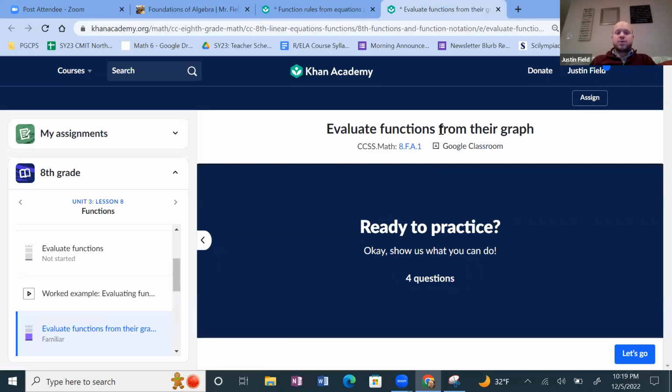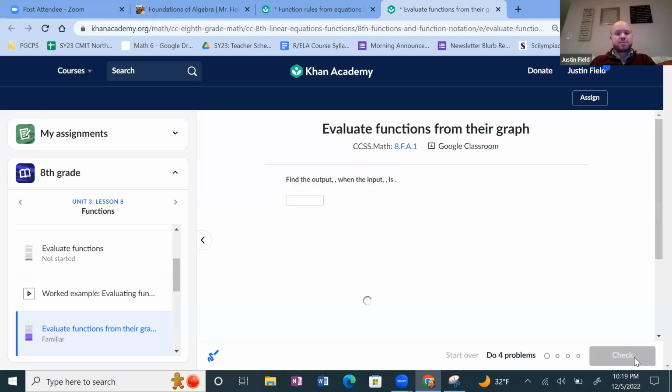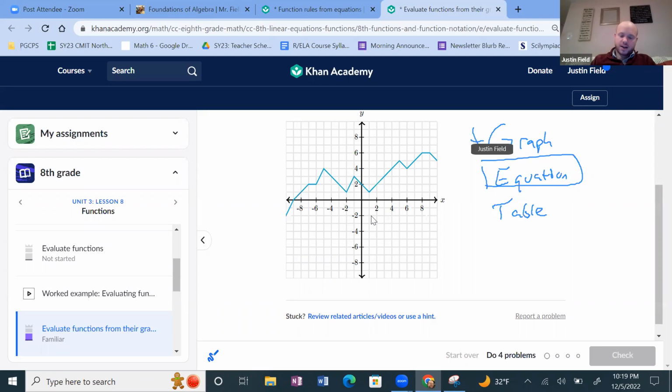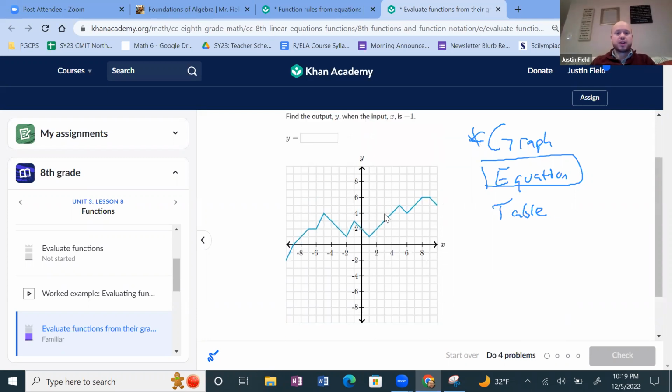But we're going to move on to evaluating functions from their graph. Do you guys remember the acronym GET? That stands for graph, equation, and table. We just looked at the equations of functions. Now we're going to look at their graphs. And yes, they have tables too, but we're not going to look at the tables in this assignment. We're going to look at the graphs.